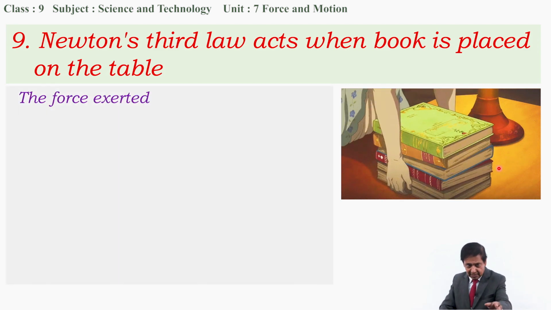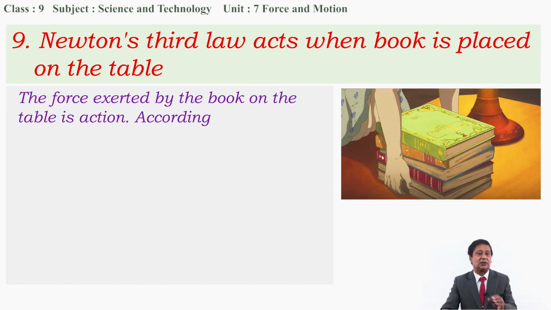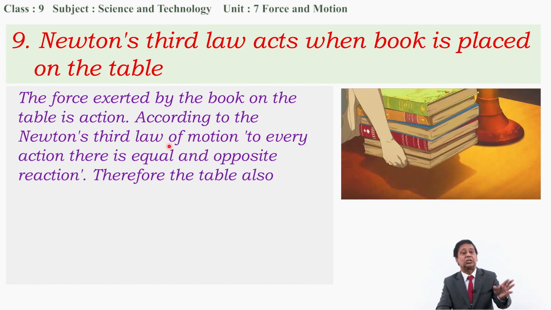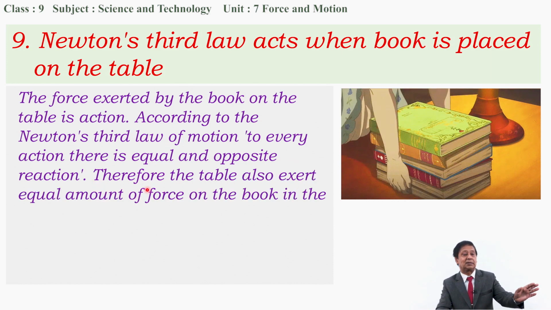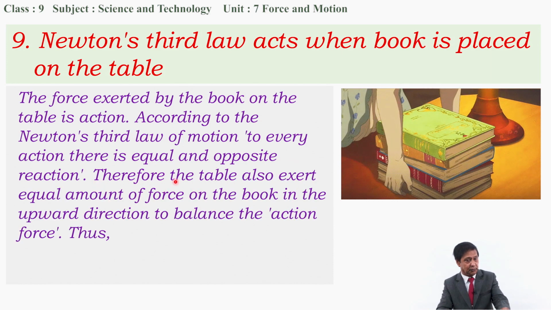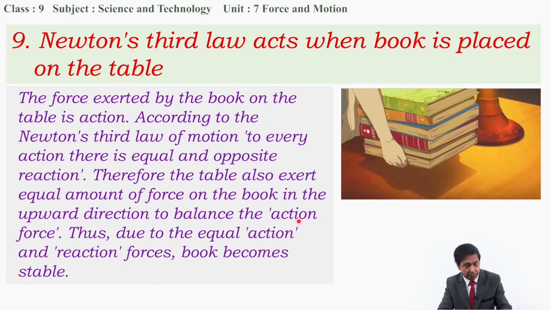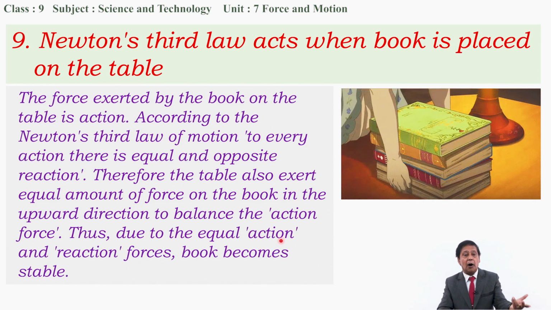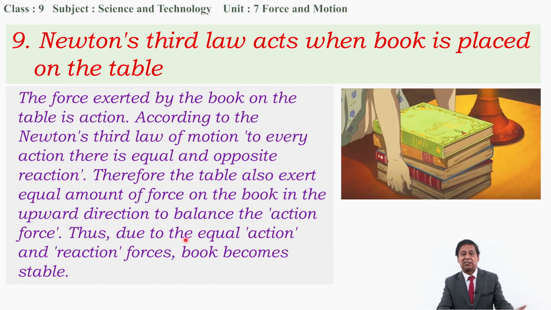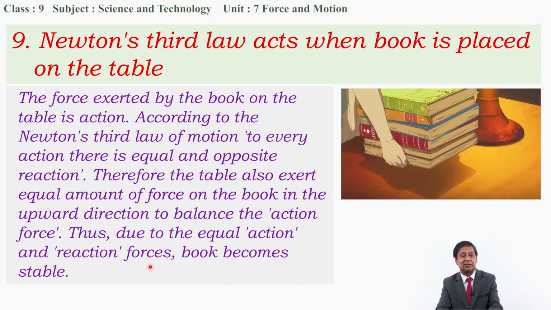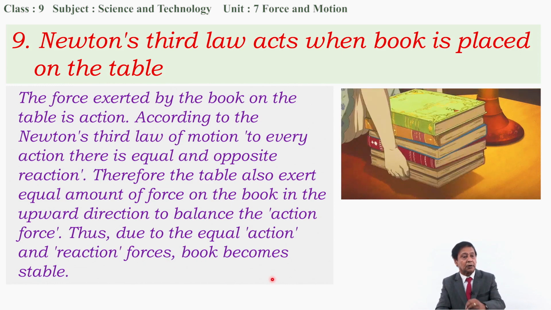This way we can say shortly, the force exerted by the book on the table is action. According to Newton's third law of motion, to every action there is equal and opposite reaction. Therefore, the table also exerts equal amount of force on the book in the upward direction to balance the action force. Thus, due to the equal action and reaction forces, book becomes stable.